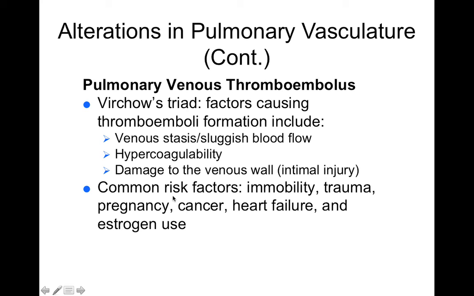Some risk factors for pulmonary venous thromboembolus, though, you guys, would be things like, for one, immobility. That makes sense. Trauma, pregnancy, cancer, heart failure, and even high estrogen use. So if you're taking a lot of estrogen, because there's actually estrogen receptors on platelets, that promotes blood clotting. Okay. What's not up here too, you guys, is progesterone use also promotes blood clots, as well as smoking. So you can add on to this risk factor.